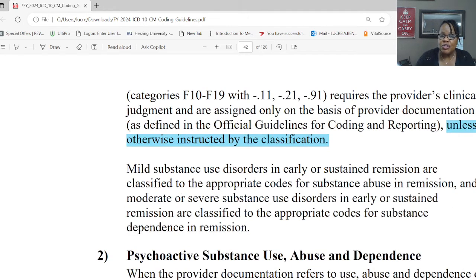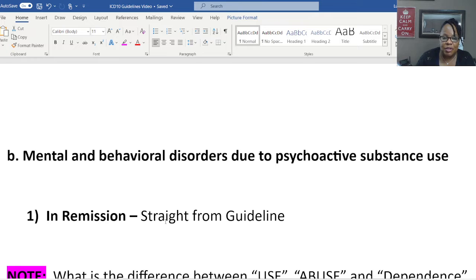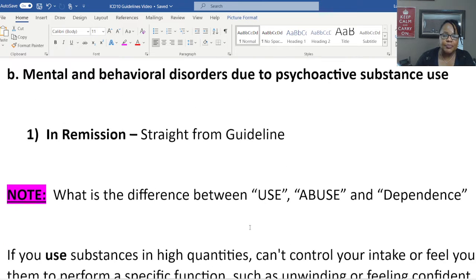Mild substance use disorders in early or sustained remission are classified to the appropriate codes for substance abuse in remission, and moderate or severe substance use disorders in early or sustained remission are classified to the appropriate codes for substance dependence in remission. So let's make sure I'm covering everything it says there. In remission, straight from the guidelines. Now, I did make a note.